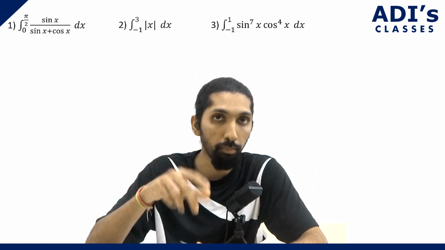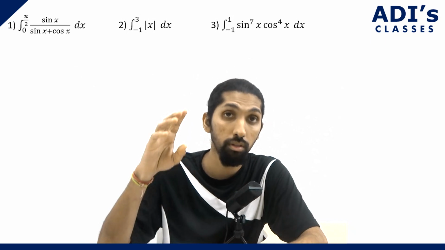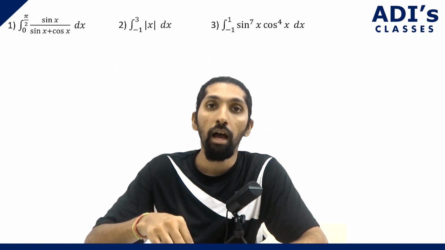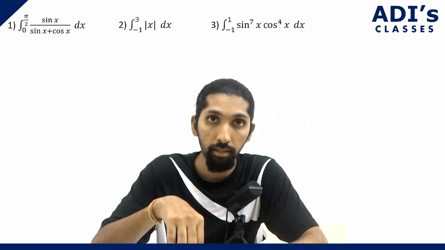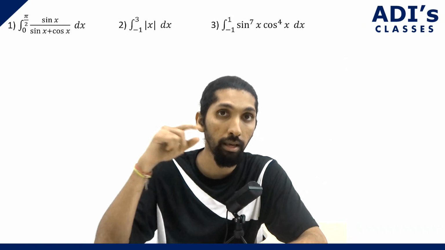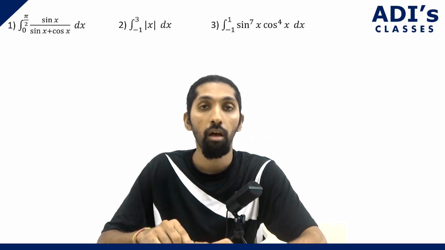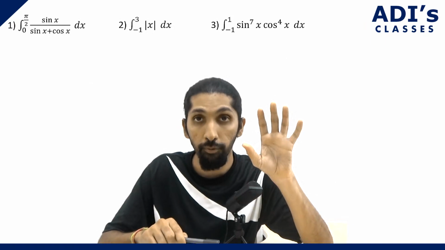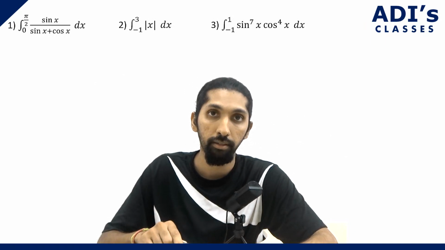See, the first 2 properties are not really that helpful. So from third to eighth is where you need to understand. And especially the third property, that the integral of f of x from 0 to a is the integral of f of a minus x, is a very, very important property. So the third property is very important, and then the fifth property is important, and the eighth property is important.